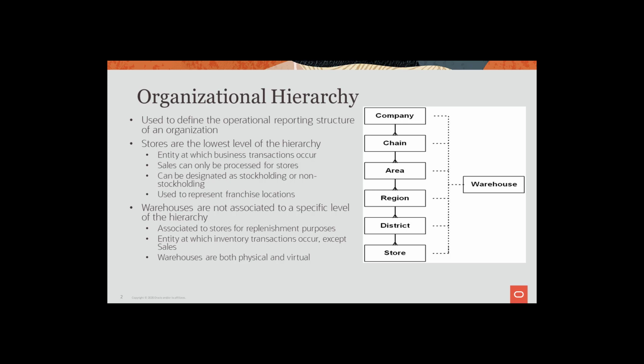Like stores, warehouses are also an entity in which inventory transactions occur. A warehouse has all of the transaction capabilities of the store except for sales. Warehouses are set up as both physical and virtual locations. The physical warehouse refers to the building itself. All physical warehouses must have at least one virtual warehouse associated to it, which is where the inventory is managed.